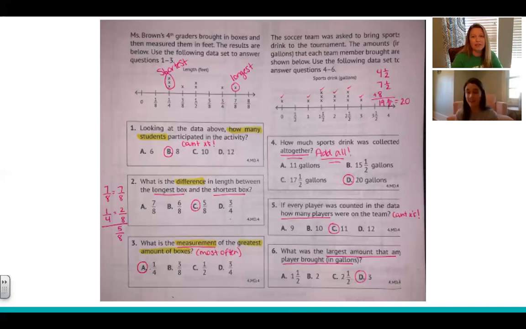Oh man. All right, number 6, the last one. What was the largest amount that the player brought in gallons? Again, you're looking for that largest amount. Well, no one brought 4. No one brought the 3.5. So one kid brought 3. That kid was the most hydrated. So D is the correct answer, 3 gallons. Wow, that's a lot.